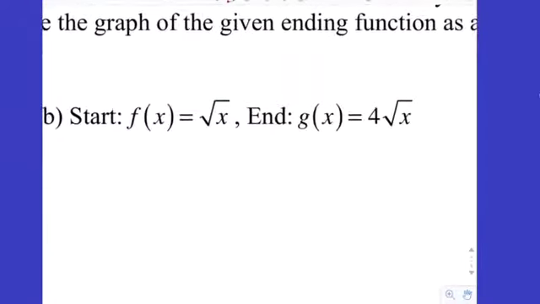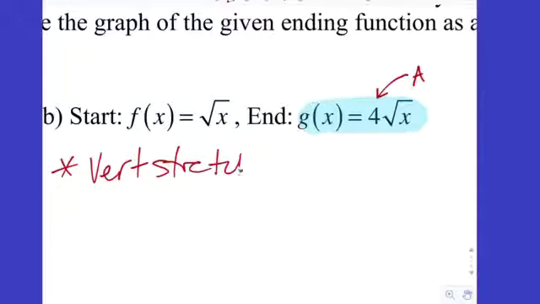All right, on this one, we're starting with the square root of x, and I want to turn it into the graph of 4 square root of x. So the first thing that we could do is the one that's obvious. This is out in front right now as an a value. That would be a what? Vertical stretch, good, because it's bigger than 1, by a factor of 4.